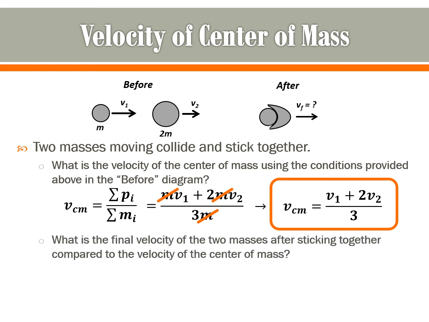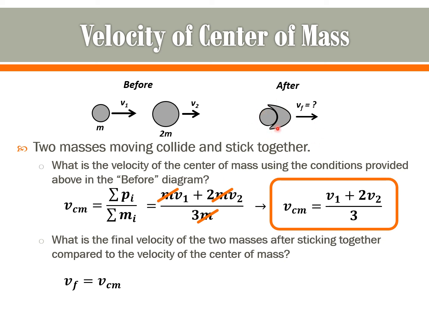So the next question is, what's the final velocity of the two masses after they stick together compared to the velocity of the center of mass? So we have our equation for the velocity of the center of mass. Now we want to compare that final velocity to this. In order to do that, the final velocity is going to be equal to the velocity of the center of mass. Before, the center of mass velocity of the two objects is the total momentum of the system divided by the total mass.